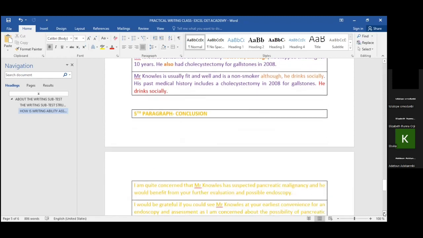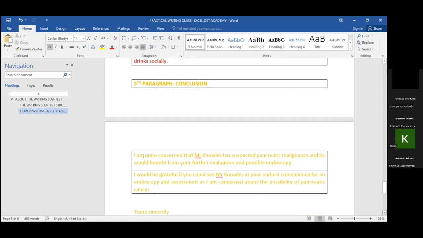Now, this is how to conclude. Look at this conclusion. Look at my conclusion. I said, I am quite concerned that Mr. Knowles has suspected pancreatic malignancy, and remember this is not a confirmed diagnosis, it was queried, and would benefit from your further evaluation and possible endoscopy.